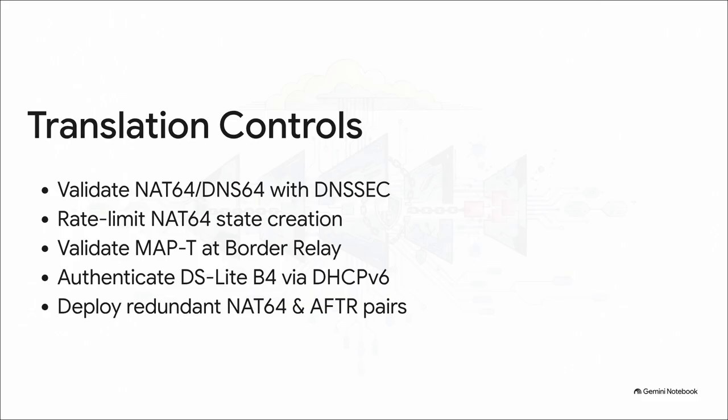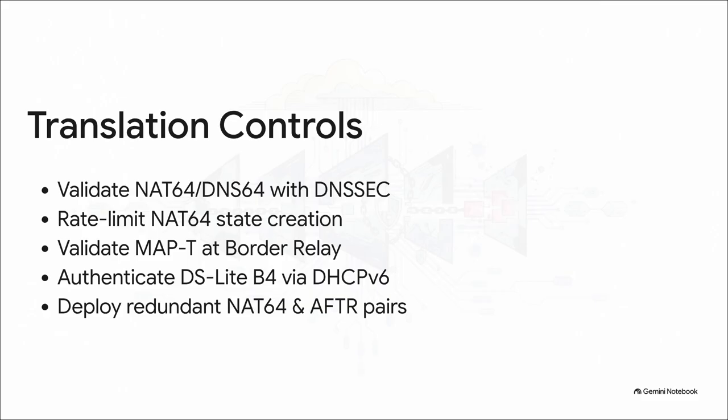First, if you're using NAT64 and DNS64 to let IPv6 clients reach legacy IPv4 servers, you have got to validate those traditional A records with DNSSEC before you synthesize the new AAAA records. If DNSSEC validation fails, treat those synthesized records as totally untrusted. Second, rate limit your NAT64 state creation per source address. If you don't, a simple attacker can cause state table exhaustion and knock your translator offline.